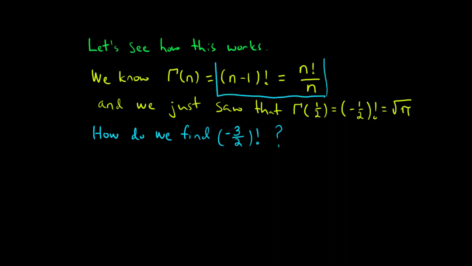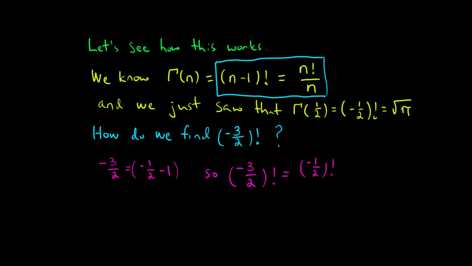Well, remember this formula here, n minus 1 factorial equals n factorial over n. Negative 3/2 equals negative 1/2 minus 1. So negative 3/2 factorial would equal negative 1/2 factorial over negative 1/2, which would be negative 2 times the square root of pi.